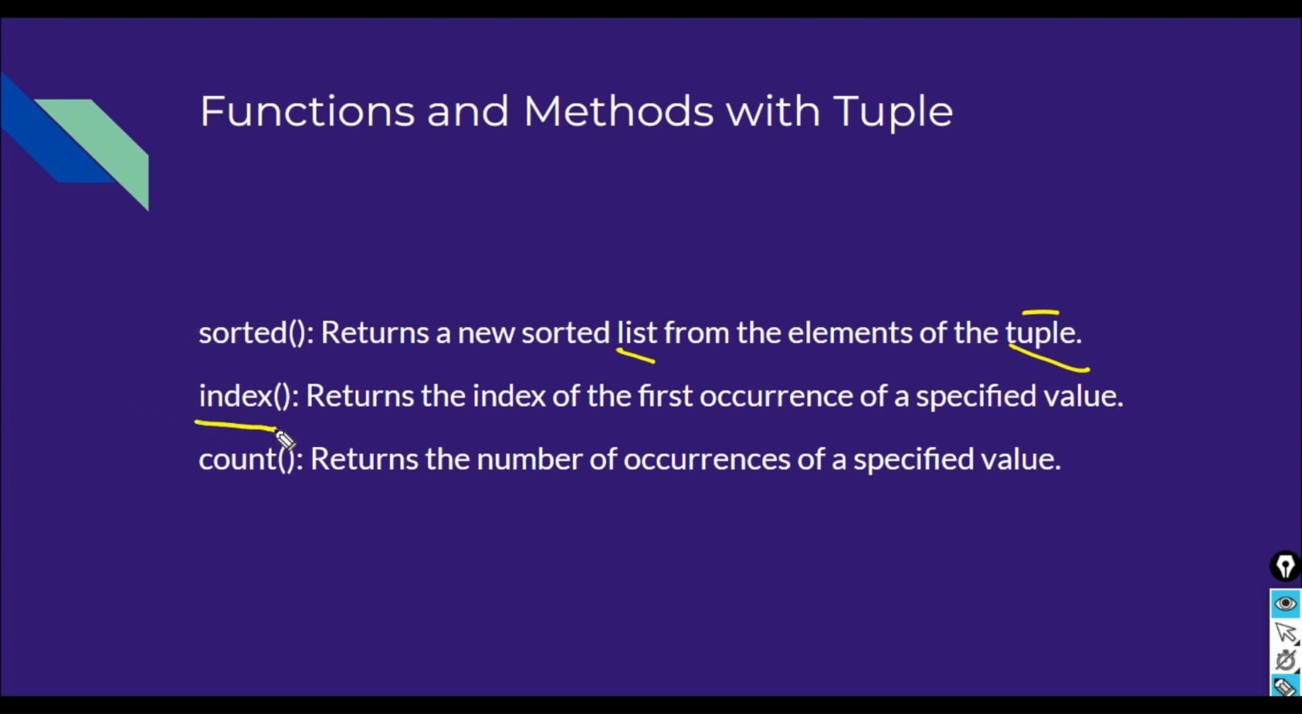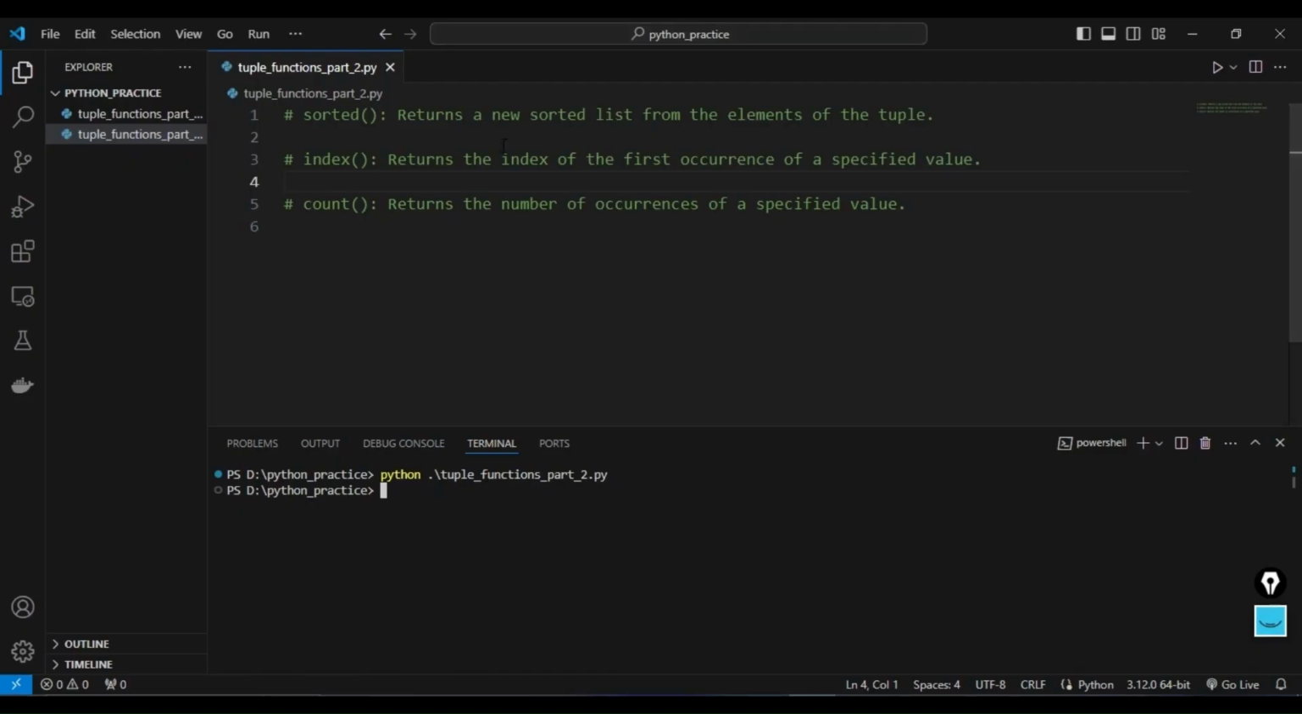Then index is one method. It returns the index of the first occurrence of a specified element or value. Then there is the count method. What is count doing? It returns the number of occurrences of a specified value. We will see this function and these methods practically. Now we will see this practically.